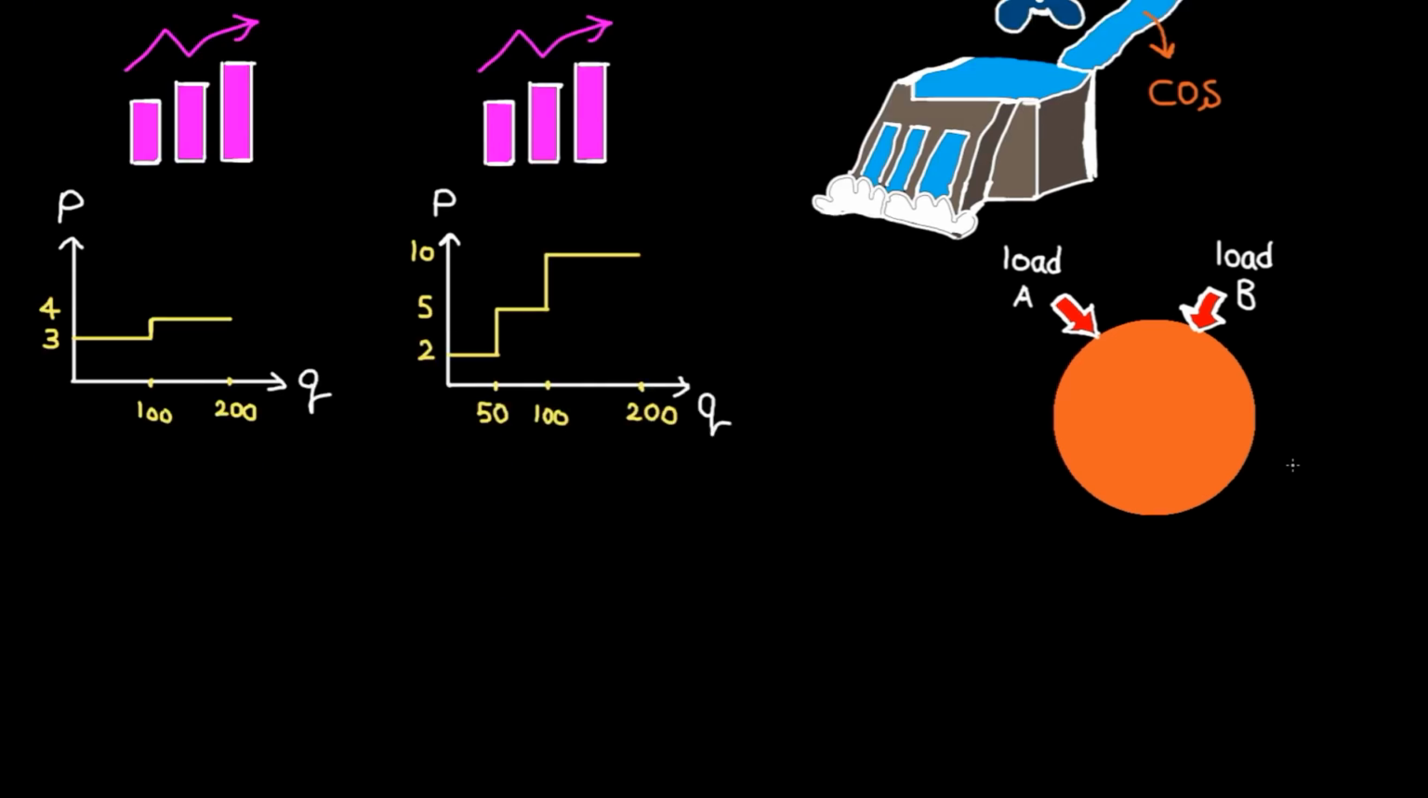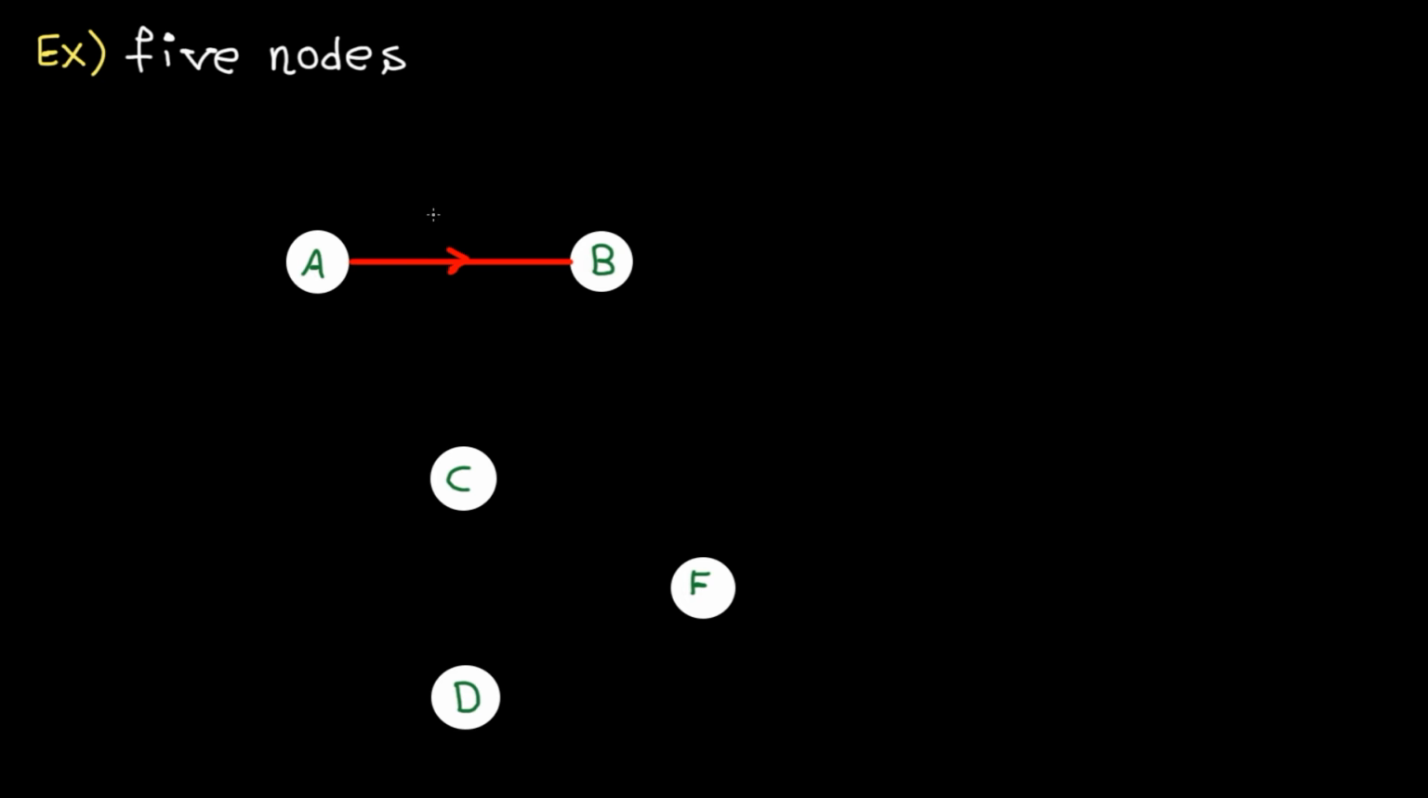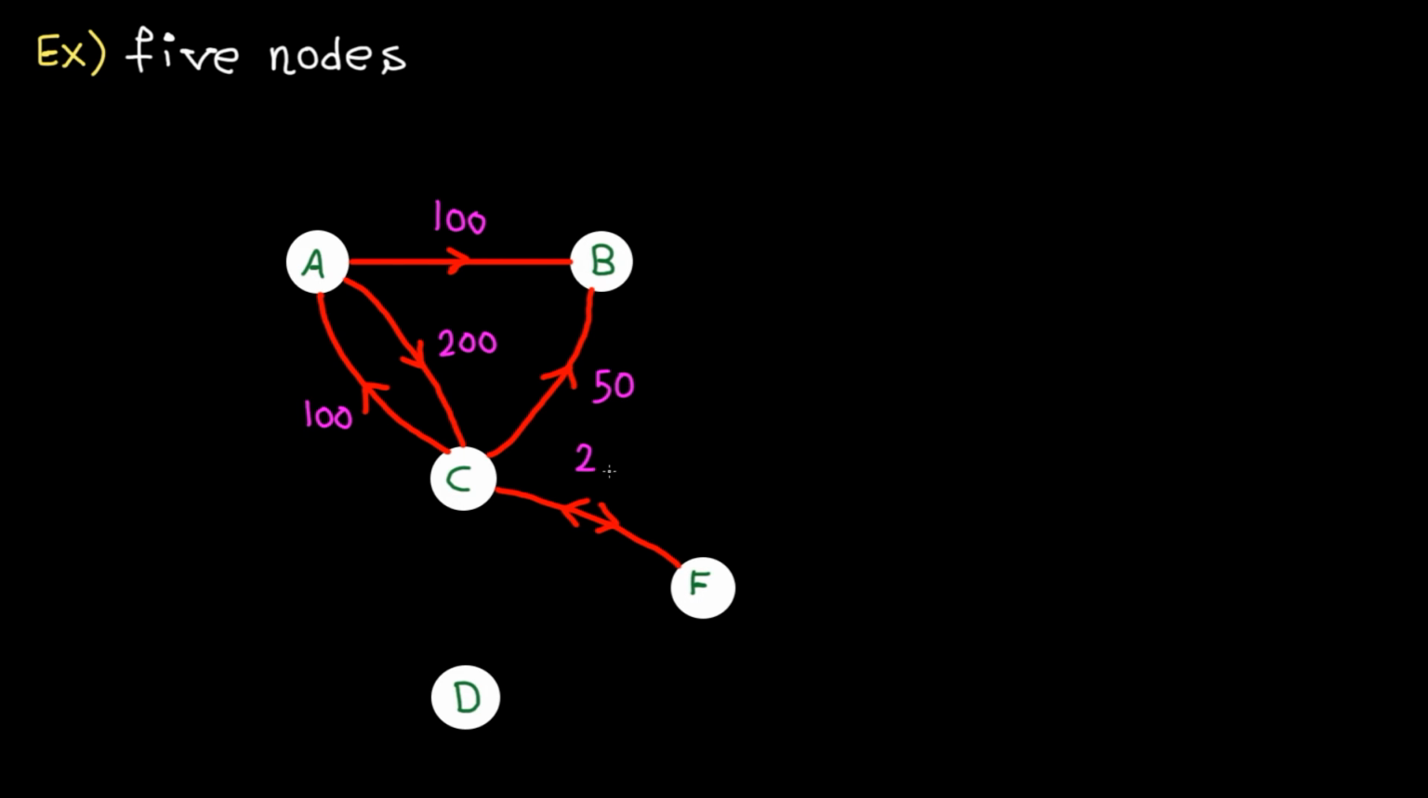Now let's move on to the third example. Here we have 5 nodes. A is connected to B with a unidirectional line. A is connected to C with a bidirectional line, and the line capacity is different in each direction. C is connected to B with a unidirectional line. C is connected to F and D with bidirectional lines with the same capacity in both directions.